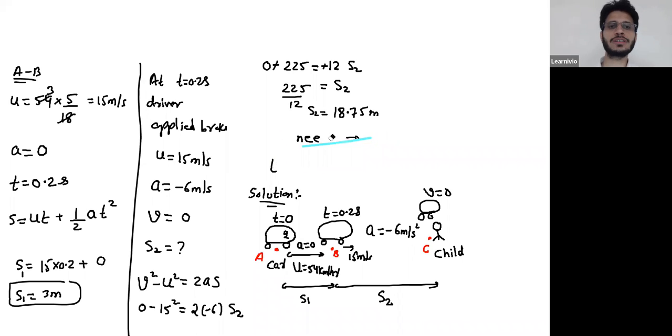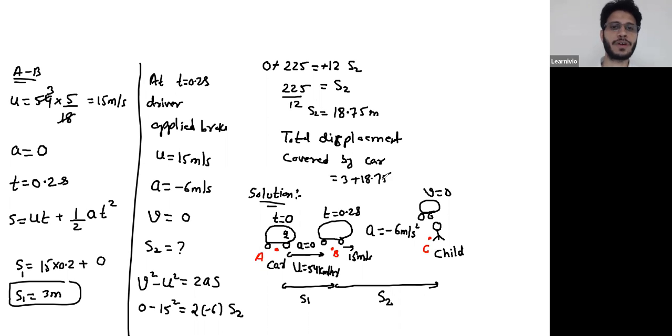So what's the total distance that the car traveled? Total distance? 3 plus 18. Yes, the total displacement covered by the car is 3 plus 18.75, which comes out to be 21.75.